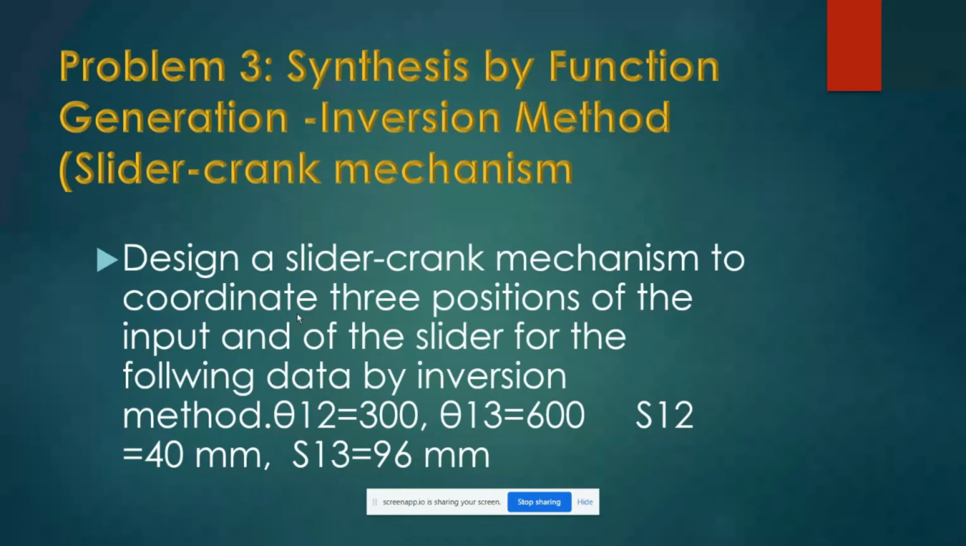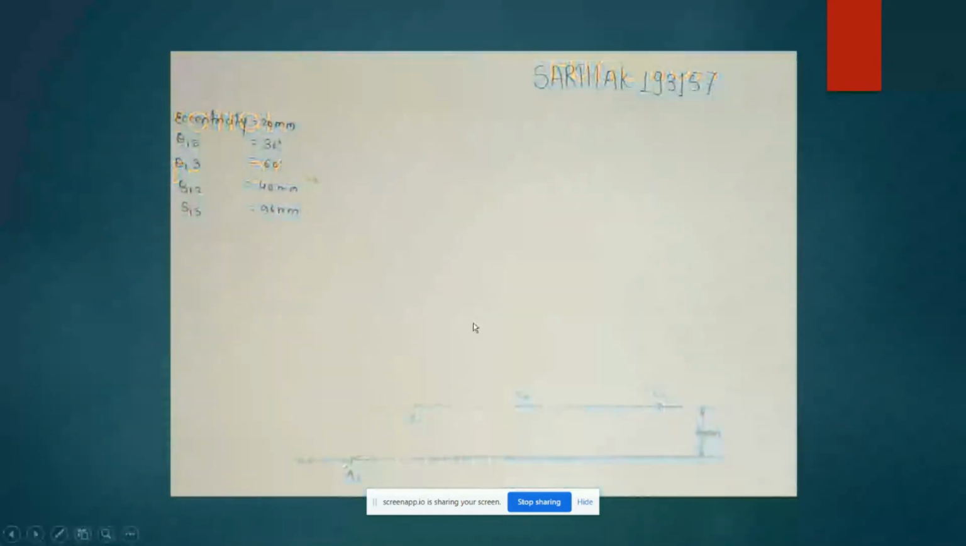Problem 3. Synthesis by the function generation, that is the inversion method, for the slider crank mechanism. Now let's see how to solve this problem. In this problem, we have given that eccentricity is 20 mm, theta 12 is 30 degree, theta 13 is 60 degree, S12 is 40 mm, S13 is 96 mm.